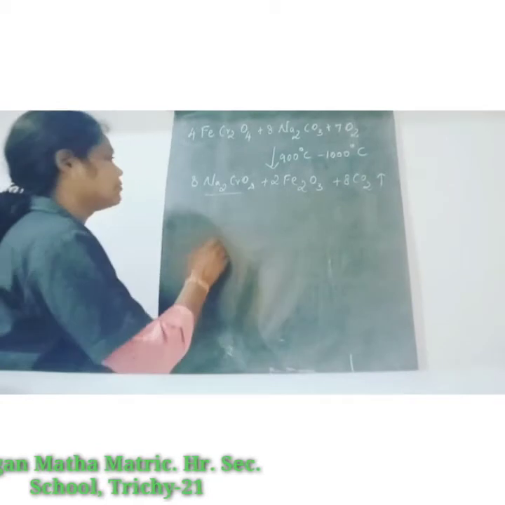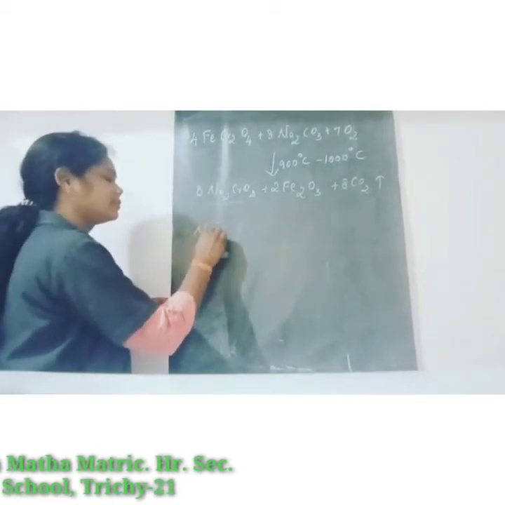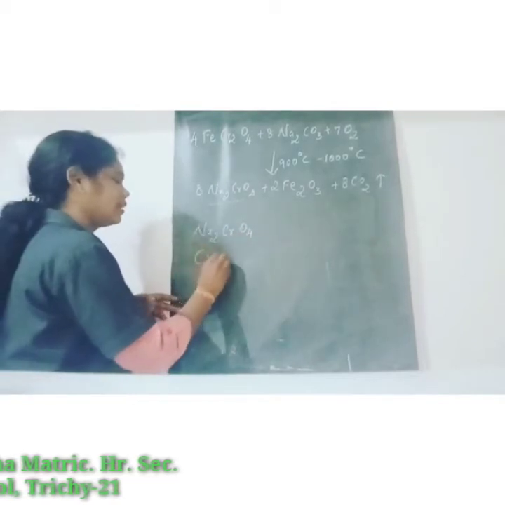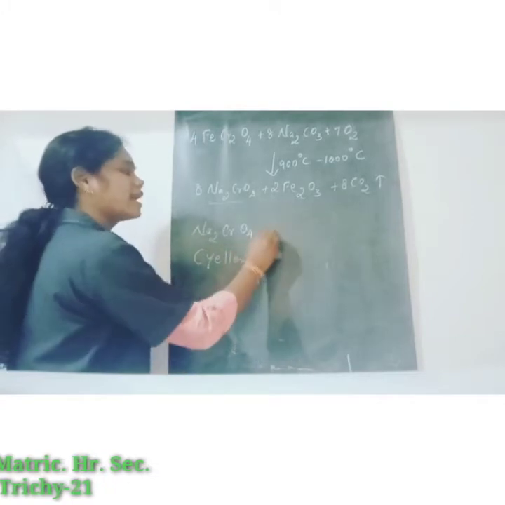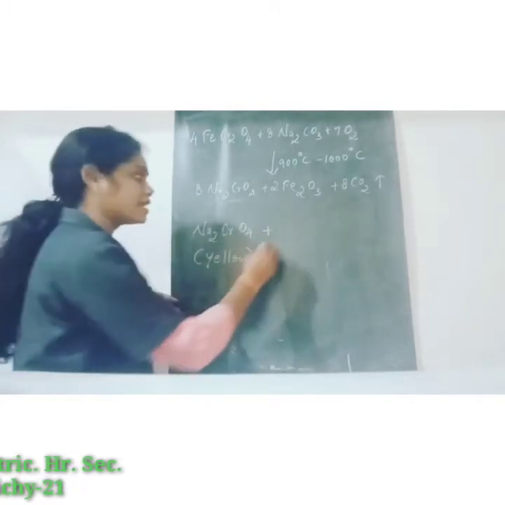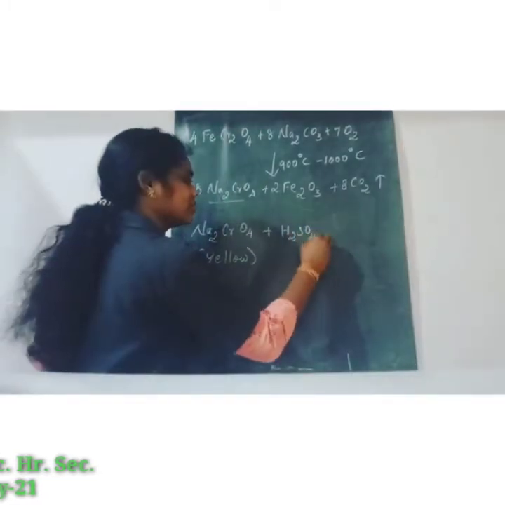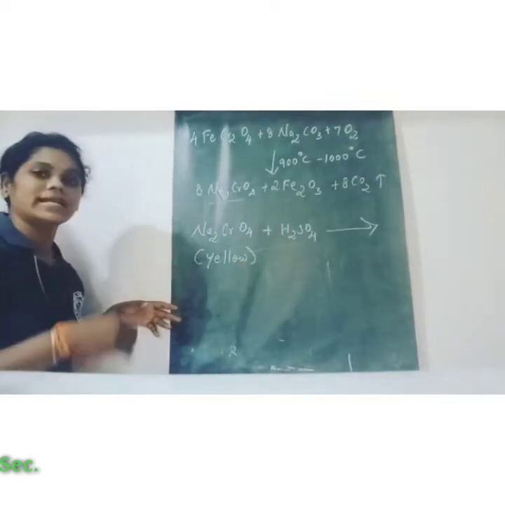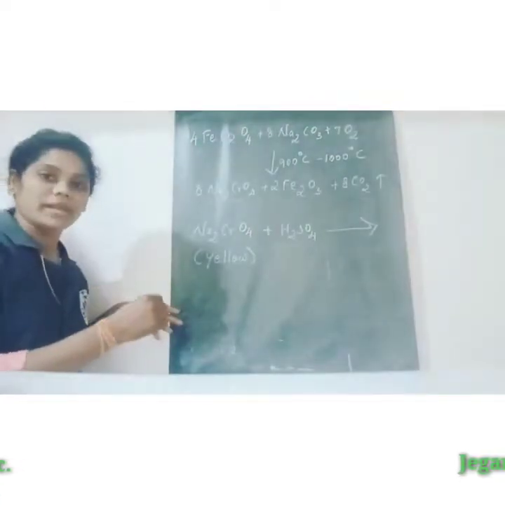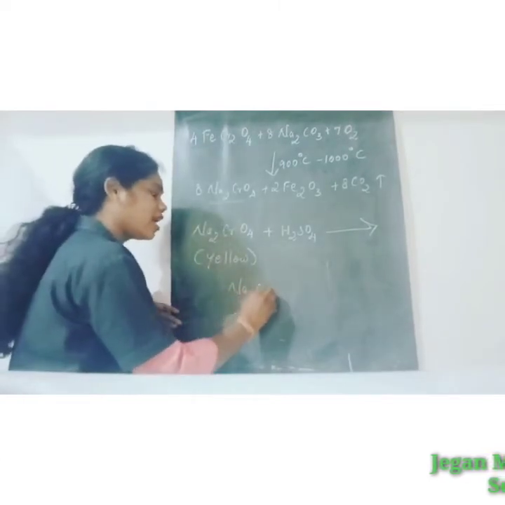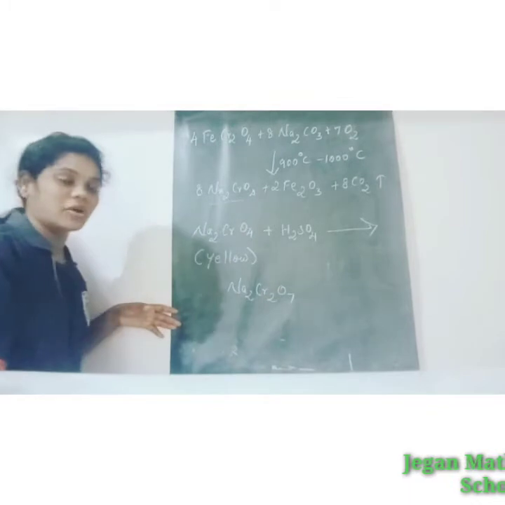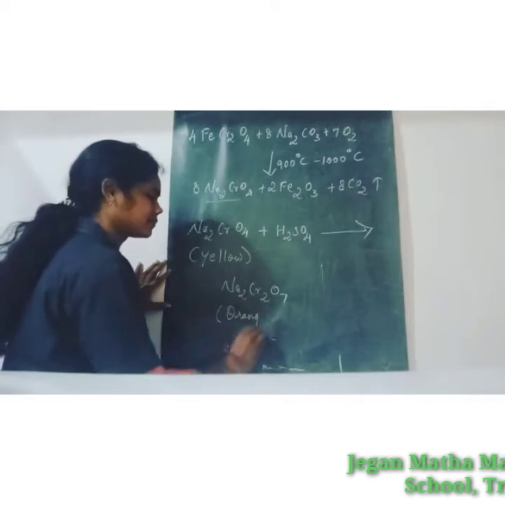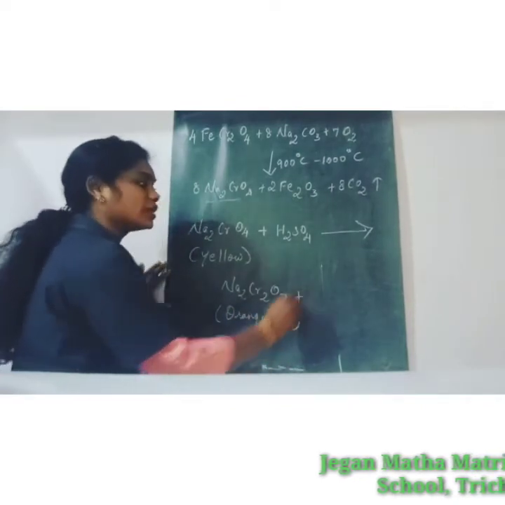The formula for sodium chromate is Na2CrO4, and its color is yellow. It is reacted with sulfuric acid, H2SO4. Treated with sulfuric acid, it converts into sodium dichromate, Na2Cr2O7, whose color is orange red, plus sodium sulfate is formed.